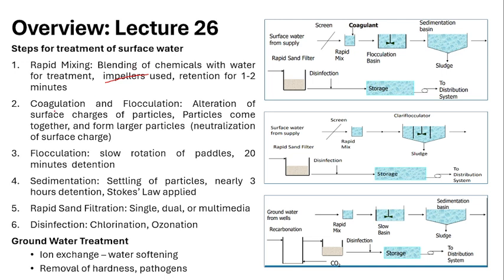In the mixing chamber. So the second step is coagulation and flocculation. In coagulation and flocculation, what is happening is alteration of the surface charge of particles. Normally these particles will be negatively charged, and these charges are altered, so the particles come together. Due to the opposite charges, they get attracted to each other and form larger particles, and neutralization of the surface charge happens. These larger particles are called flocs.